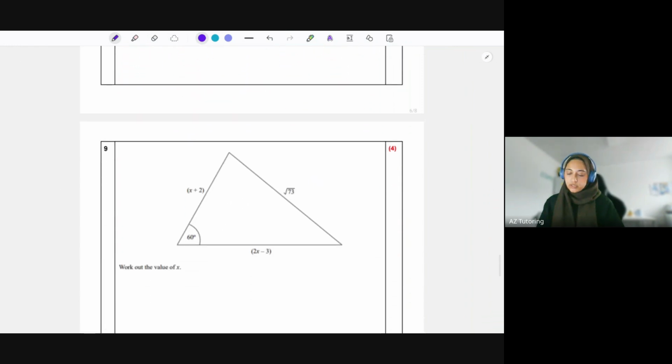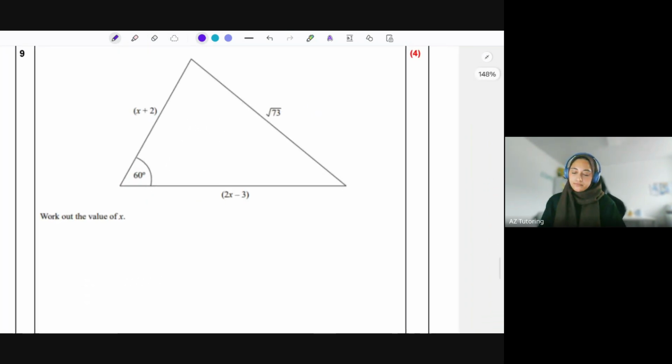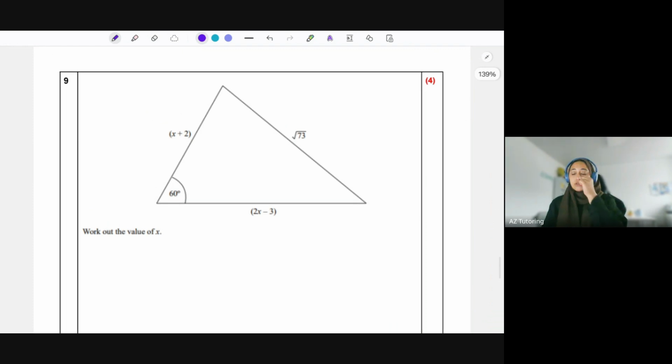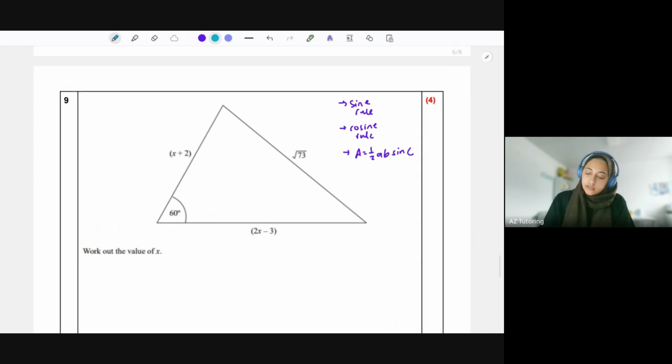Let's move on to question 9. Okay, straight away looking at this, it's a non-right angled triangle. So when you've got non-right angled triangles, it's always sine rule or cosine rule, or if it's something to do with area, it could be half ab sine C. So these are with the non-right angled triangles.